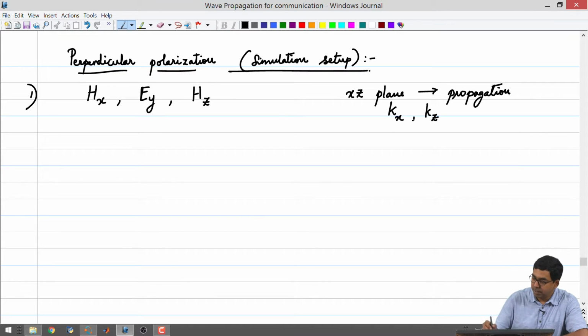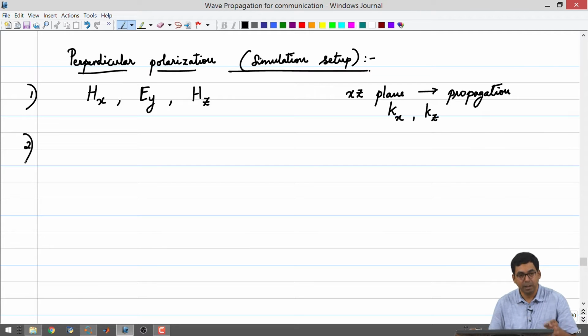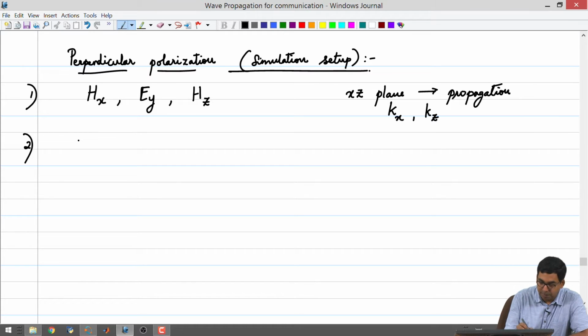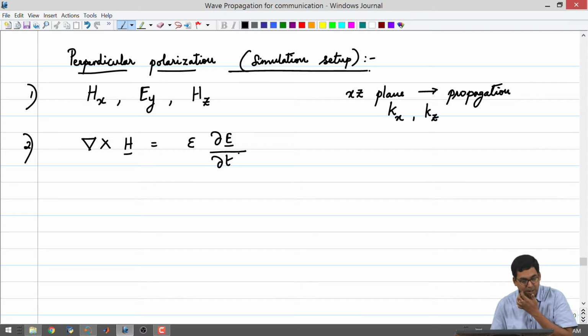When we are talking about the modeling, usually we have to start with the curl equations. Previously we had done this for Ex, Hy, kz. Now it is a little bit more involved. I will write down the first curl equation that we are going to write in difference form. I have del cross H is equal to epsilon dou E by dou t.